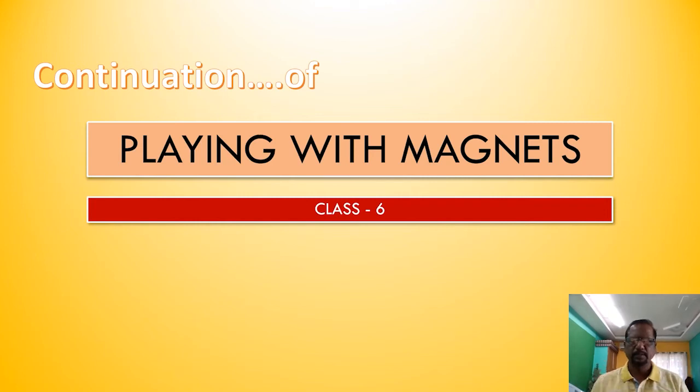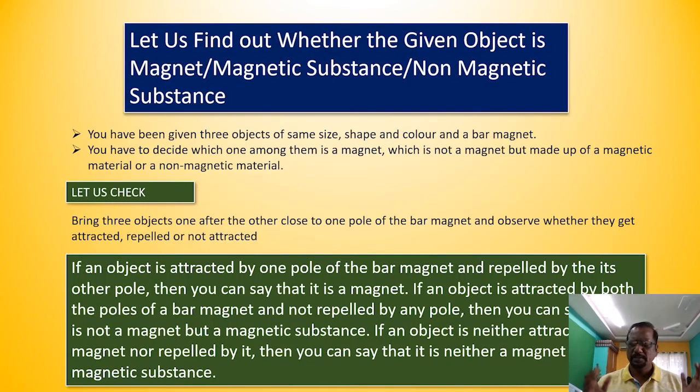Hello everyone. In this video, we are going to continue the lesson Playing with Magnets for class 6 and learn a few more concepts which are explained in this particular lesson. Suppose you have been given three objects which you observe are of the same size, the same shape and the same color.